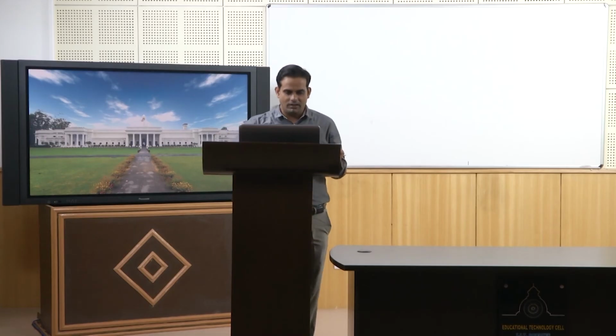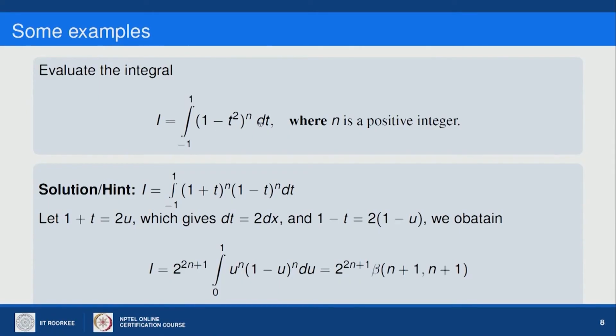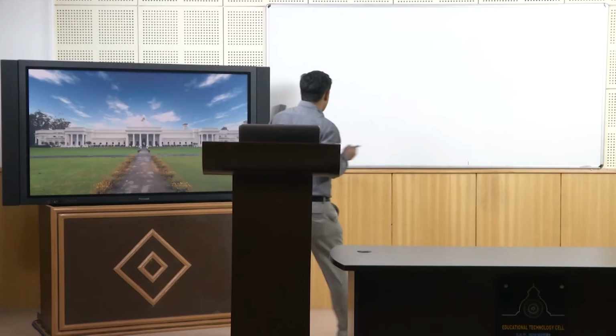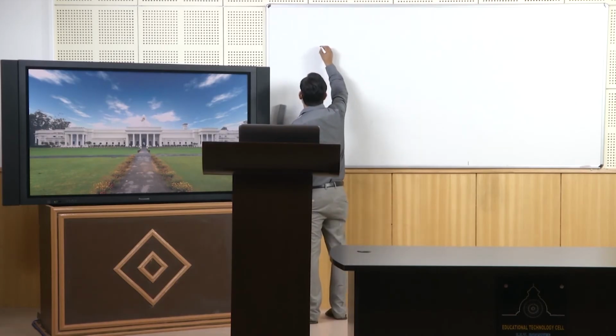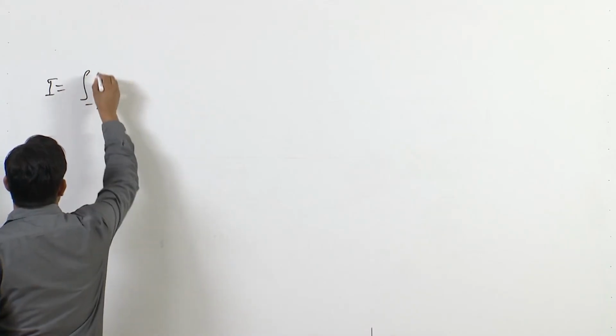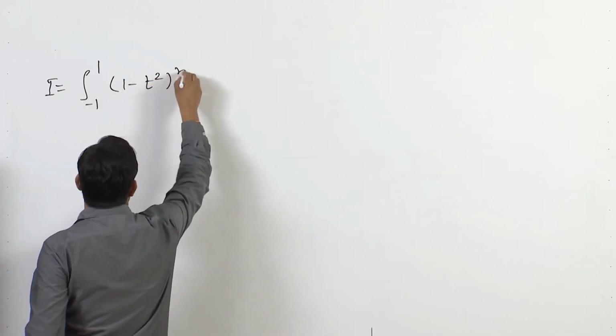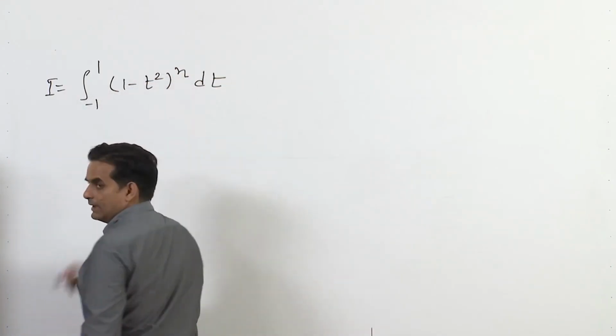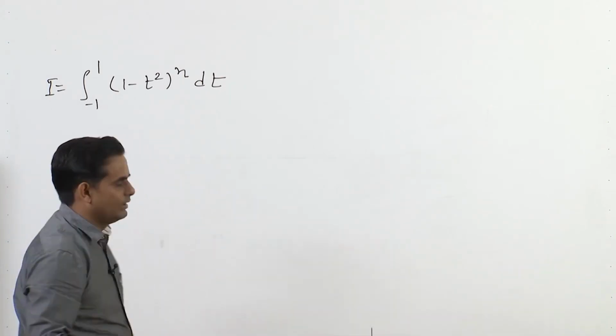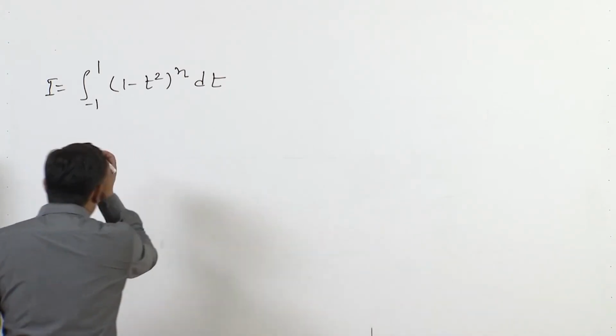Now, let us take one more example. It is given that the integral over minus 1 to 1 of (1 minus t square) raised to power n dt, where n is a positive integer, and we have to evaluate the value of this particular integral. So, the integral is I equals the integral from minus 1 to 1 of (1 minus t square) raised to power n dt. n is a positive integer.